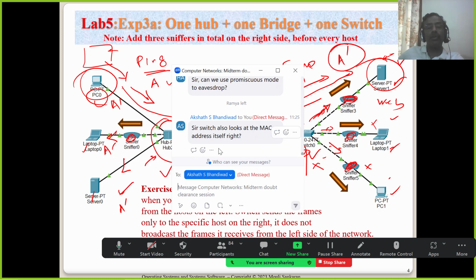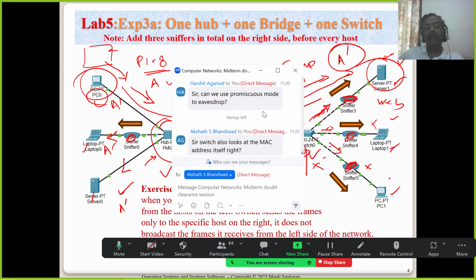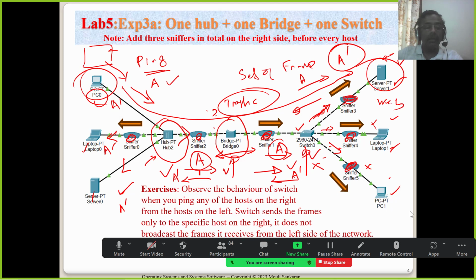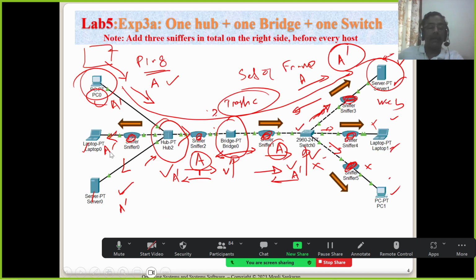Can we use promiscuous mode to eavesdrop? See, you can only eavesdrop provided something is given to you. You can be in promiscuous mode on this side, and then you can eavesdrop.